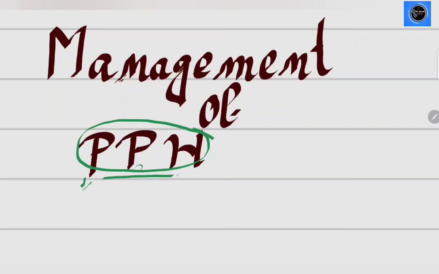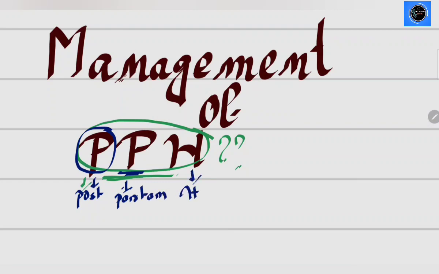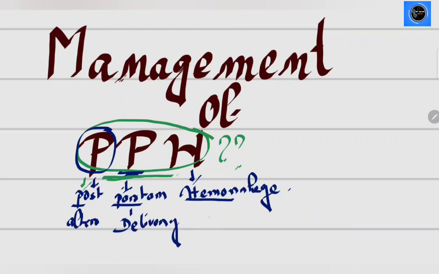Before discussing PPH, you will want to know what PPH is. The first P indicates post, the second P indicates partum, and H indicates hemorrhage. So PPH indicates postpartum hemorrhage. Post means after, partum means delivery, and hemorrhage means bleeding. So postpartum means bleeding after delivery. When bleeding occurs after delivery, that is called postpartum hemorrhage.